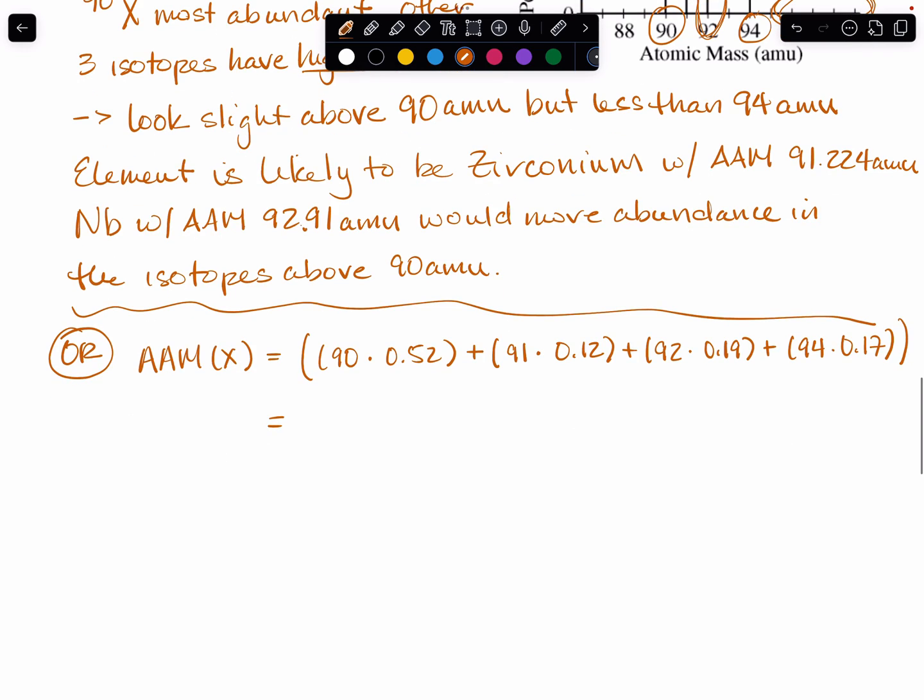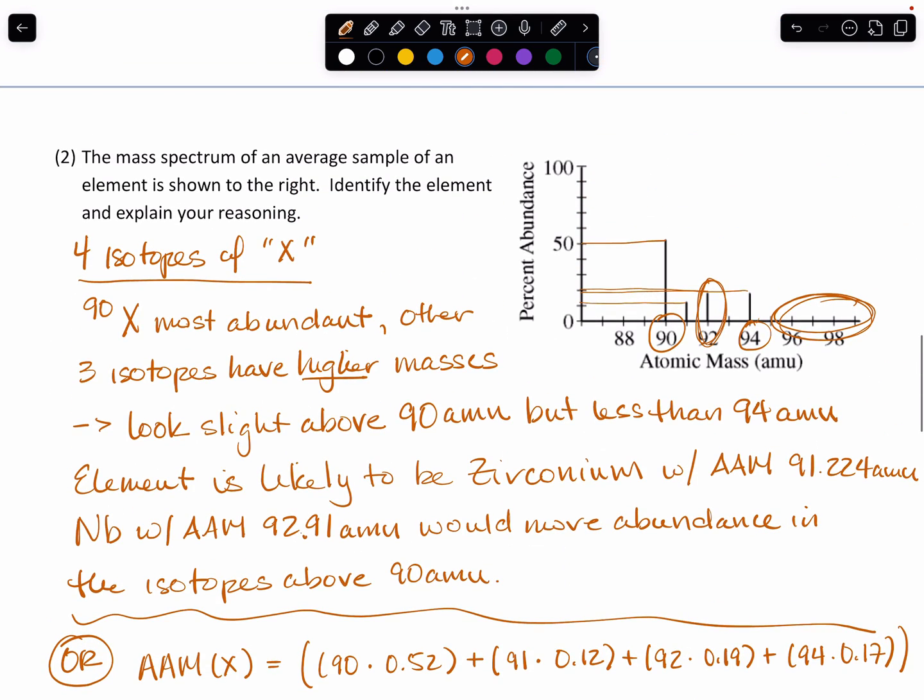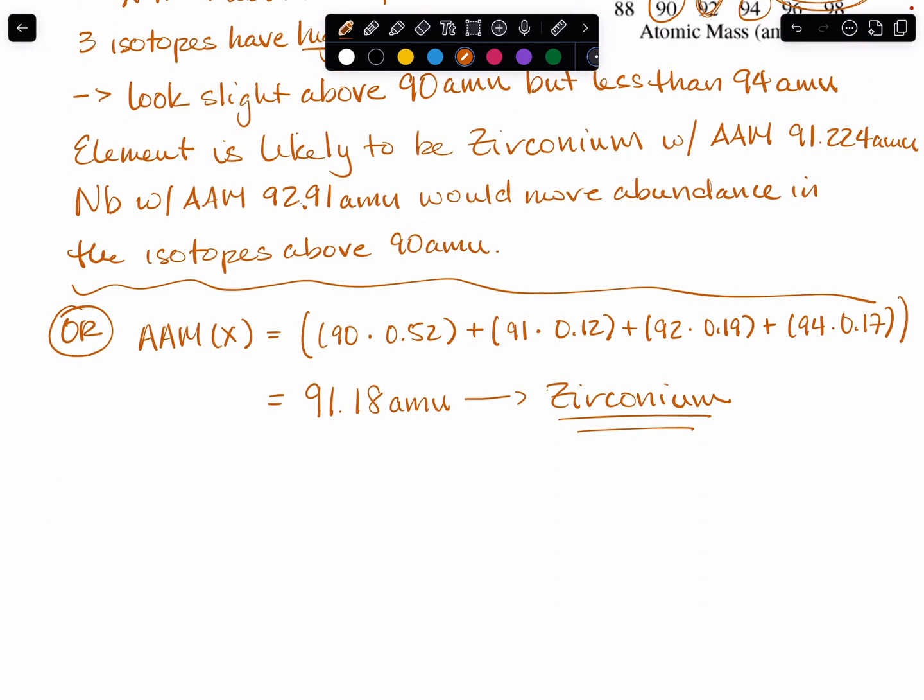And if I calculate that out, I get an average atomic mass of 91.18 AMU, which is much closer to zirconium. So my thinking above was correct. Again, this is a way to determine the identity of an unknown element using its mass spectrum and logic. And then you can also utilize the mathematical application. That's the other way to do it.